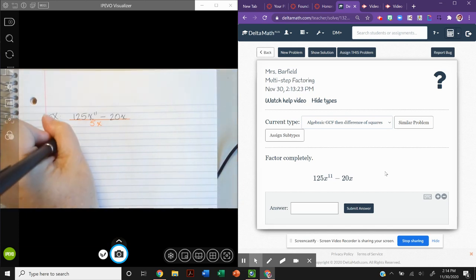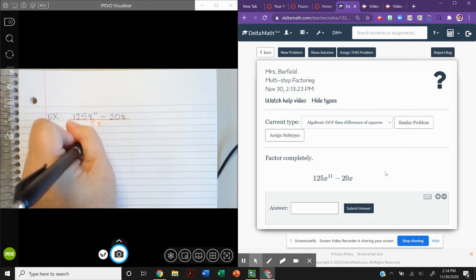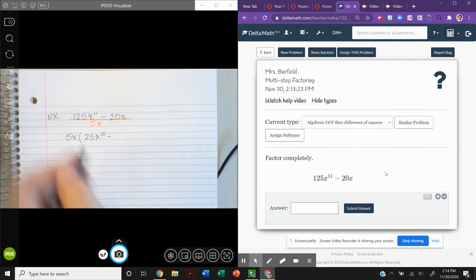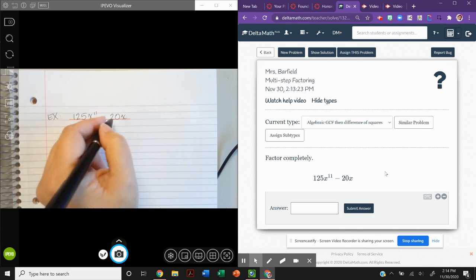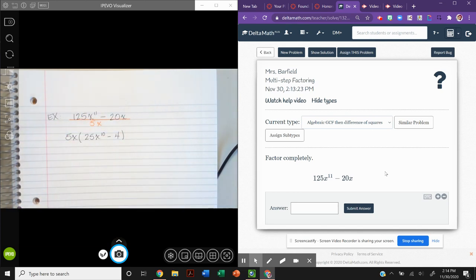So that means I'm going to have 5x outside, and then 125 divided by 5 is 25x, 11 minus 1 is 10, minus 20 divided by 5, which is 4, and the x's cancel. Now I'm going to move on to my second question. Inside the parentheses, do I have a difference of squares? Yes. I have a subtraction sign.